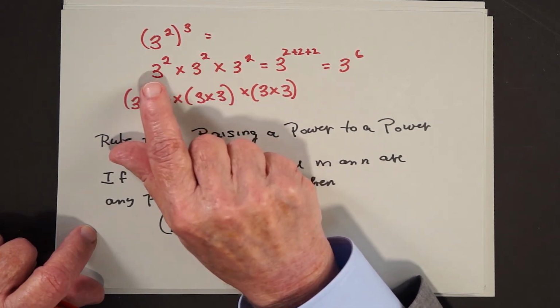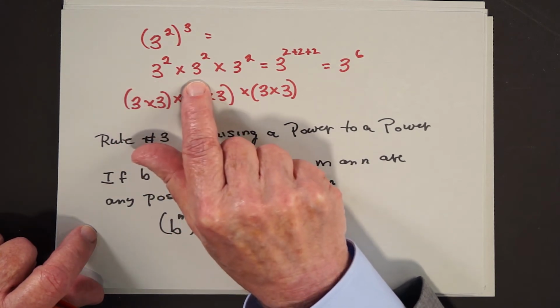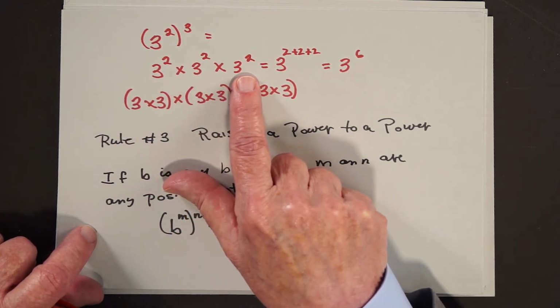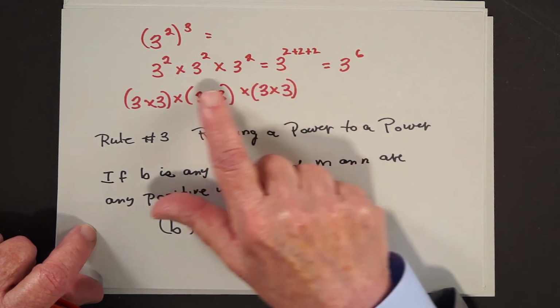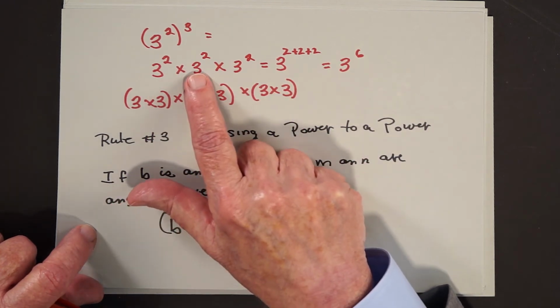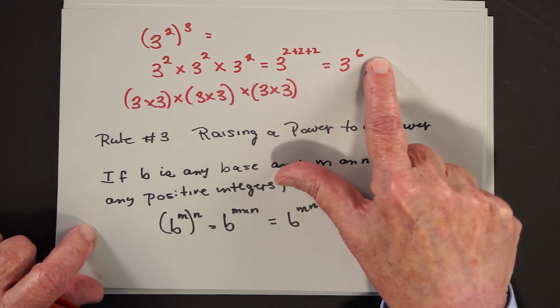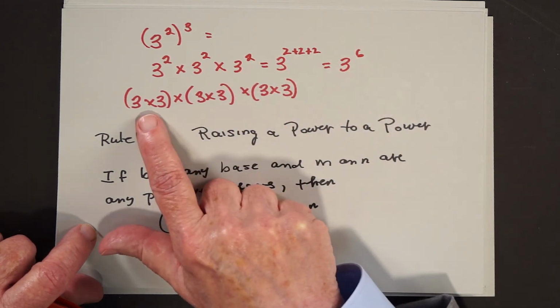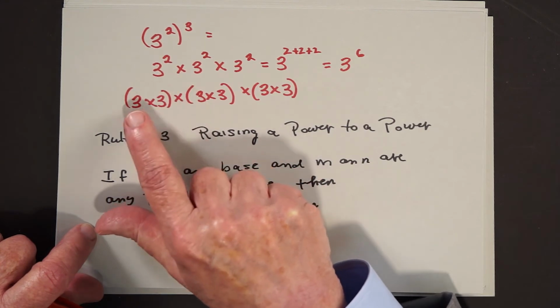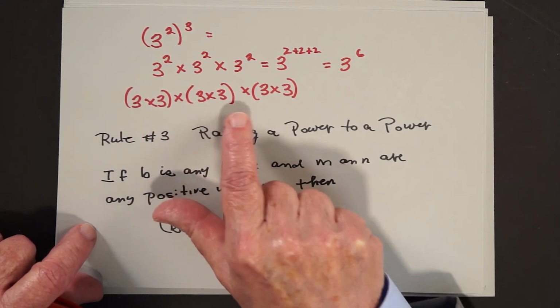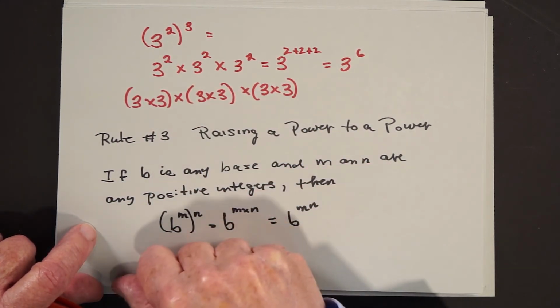In other words, this is going to stand for what? 3 to the second power times 3 to the second power times 3 to the second power. That's going to be the same as what? 2 factors of 3 plus 2 more factors of 3 plus 2 more factors of 3. That's 6 factors of 3. Or you can write it out this way and actually count them. 3 squared is 3 times 3, 3 times 3, 3 times 3, 3 to the 6th power.